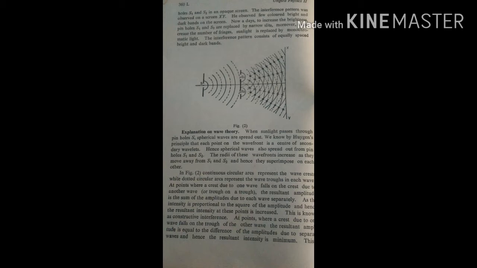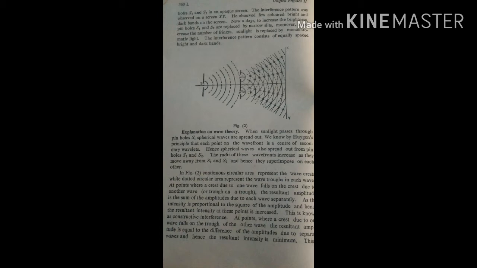Nowadays, to increase the brightness, pinholes S1 and S2 are replaced by narrow slits. Moreover, to increase the number of fringes, sunlight is replaced by monochromatic light. The interference pattern consists of equally spaced bright and dark bands. Now, how do we explain this theory?